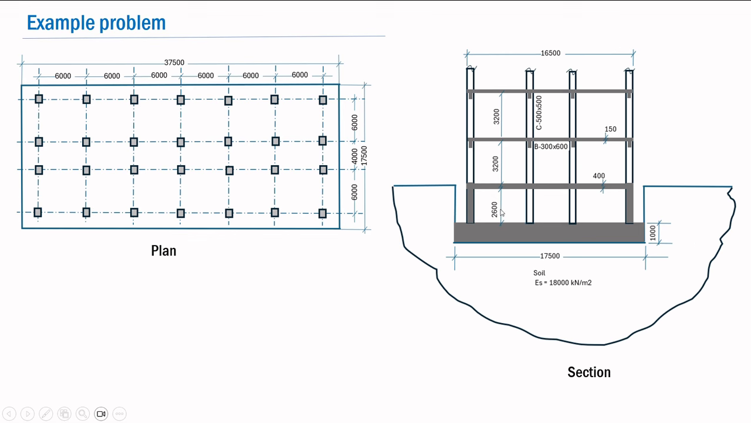As is very clear from the section, the cellar floor height is 2.6 meters and the typical story height is 3.2 meters. We have 6 bays of columns spaced at 6 meters, and in the transverse direction the columns are spaced at 6 meters, 4 meters and 6 meters.